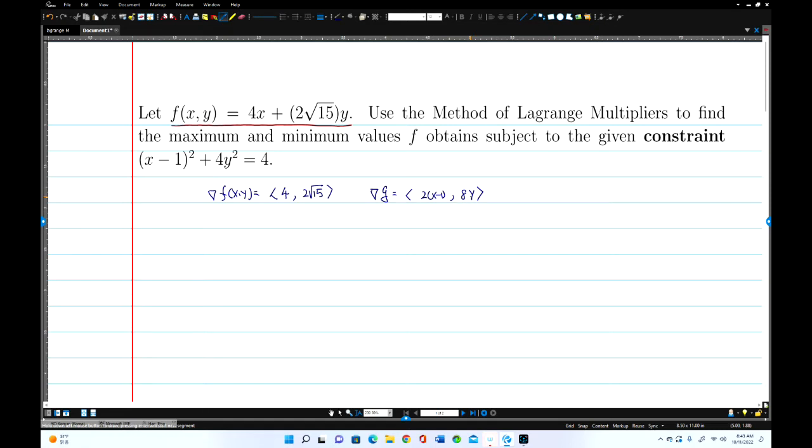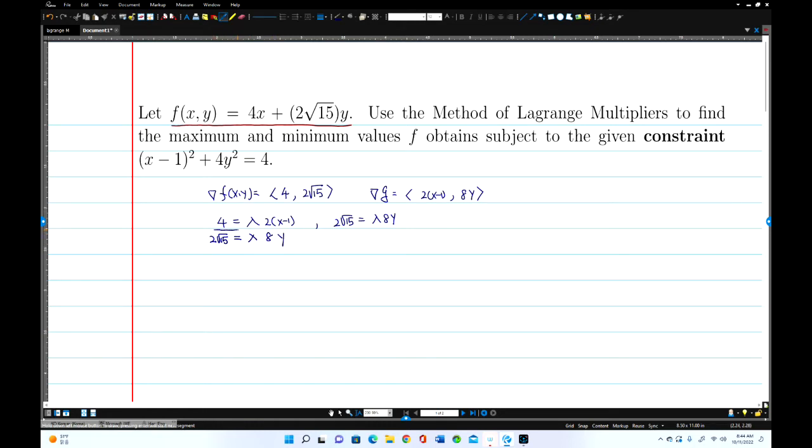To have an absolute maximum or minimum, these two vectors must be parallel. So they satisfy this: the x component must be equal to some multiplier lambda times the x direction. Second one over here, 2√15 must be equal to lambda times 8y. So I'm going to write down 2√15 equals lambda times 8y.